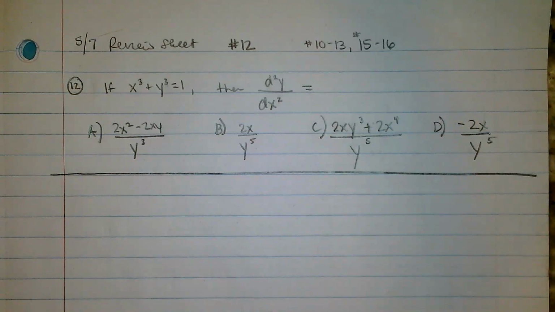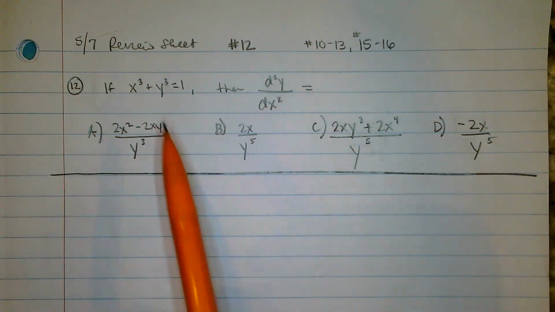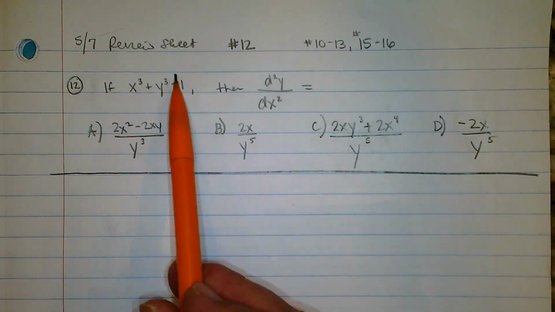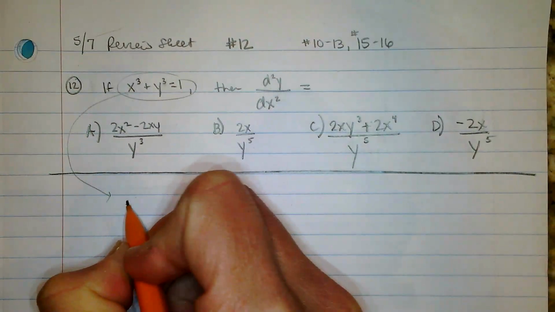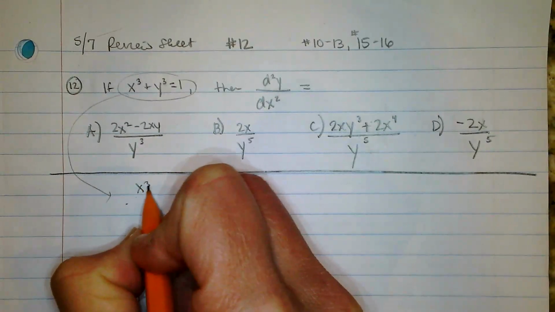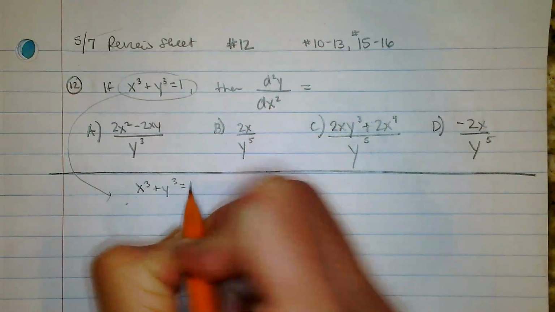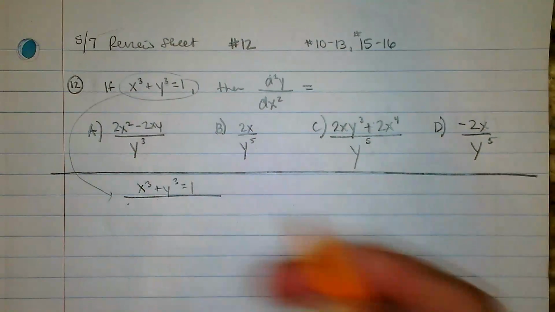The only one I got on the review sheet over and over again was number 12. So I'm going to jump into this. They want the second derivative. So x cubed plus y cubed equals 1 is the function.